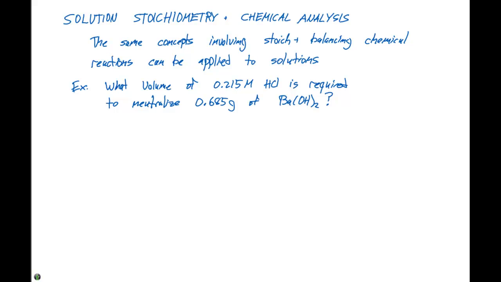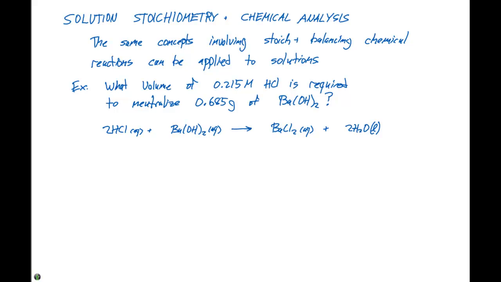We need to recognize that we have an acid and a base. And when we react an acid and a base, the products are going to be a salt plus water. So we have HCl plus barium hydroxide, which is Ba(OH)2. We need to be able to predict the products of this reaction to solve this particular problem. So our products are going to be BaCl2 plus 2 H2O. And in order to balance this particular equation, we need a 2 in front of the HCl.